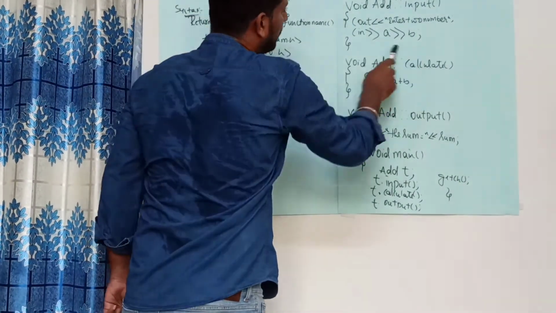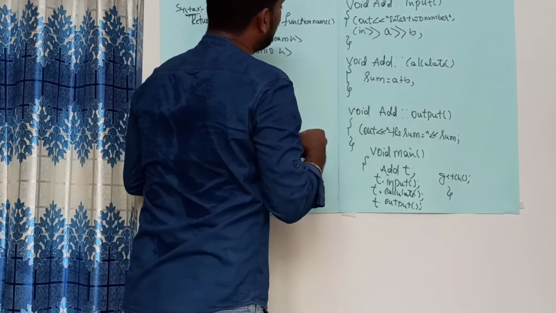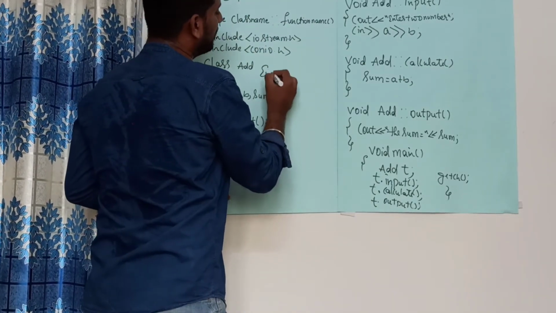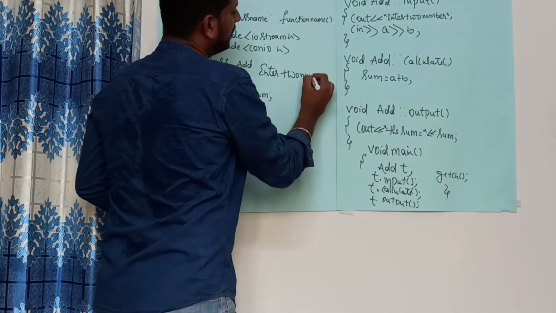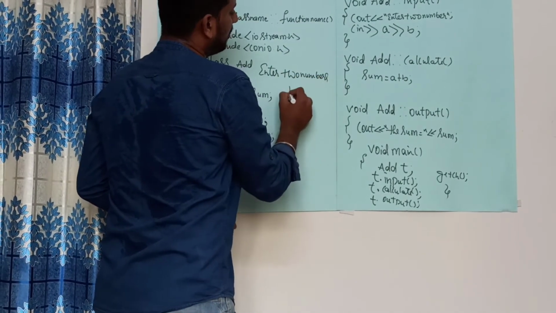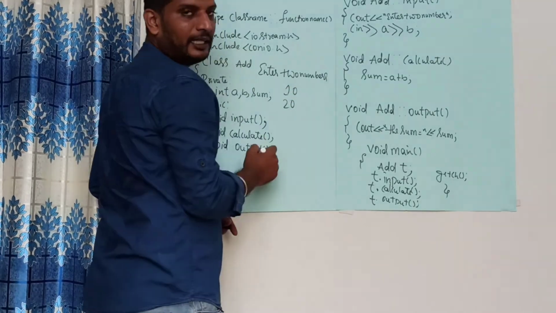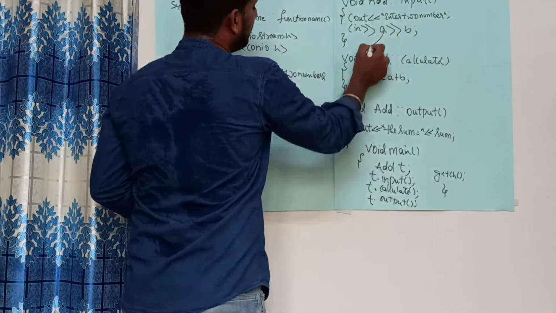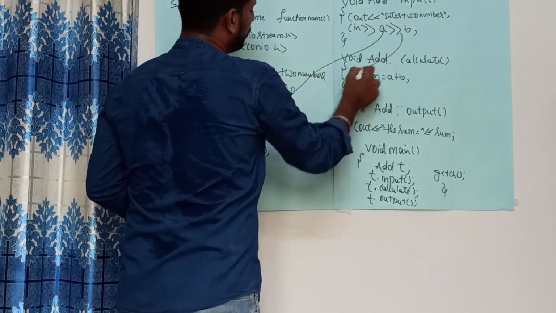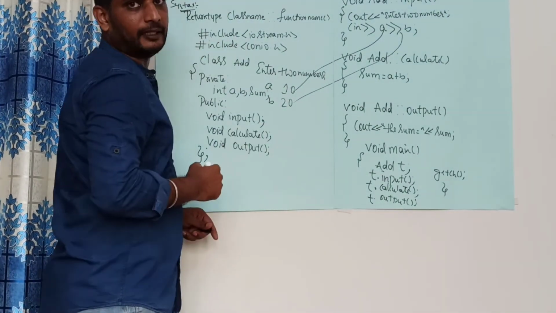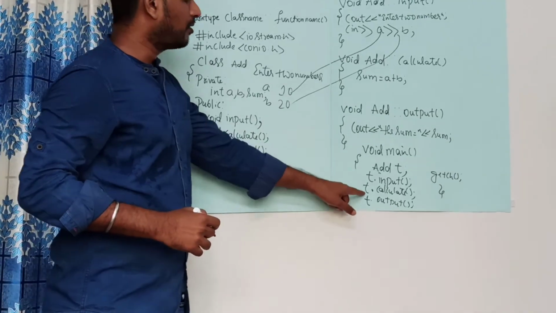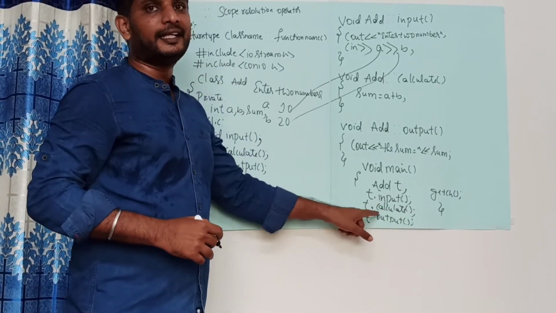In the function definition, you will get this particular statement on your screen, that is enter two numbers. So I will enter the numbers as 10 and 20. So 10 gets stored in A and 20 gets stored in B. Now the value of A is 10 and the value of B is 20. Next, you are calling the next function, that is t dot calculate.